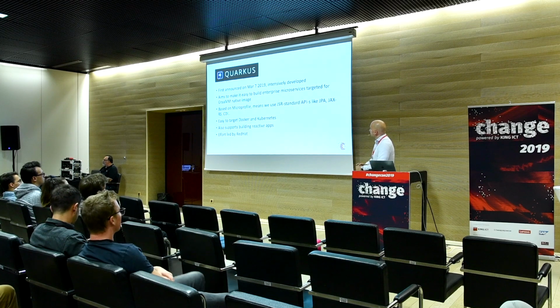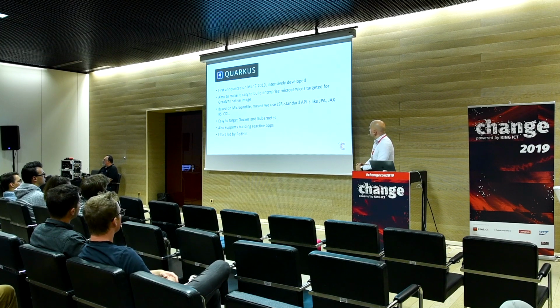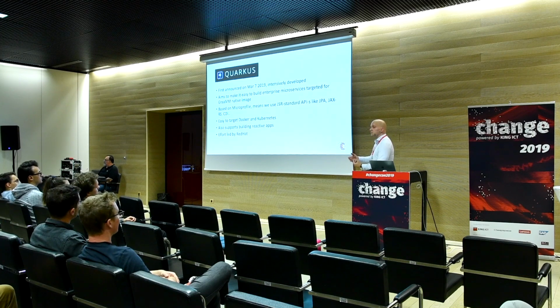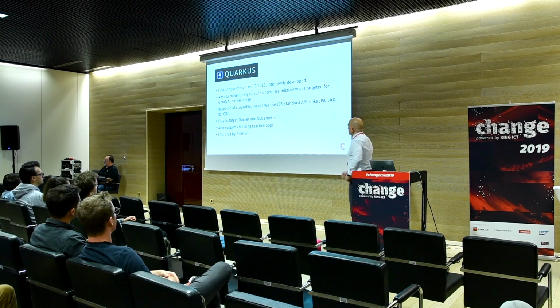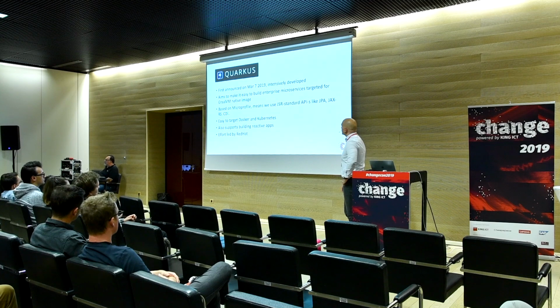This means we use standard JSR APIs like Java Persistence API, JAX-RS, Contexts and Dependency Injection, and so on. So we are using traditional JEE-based APIs, but with additional stuff that helps us run simple, easy microservices. And it's easy to target container environments, right? It's easy to build a Docker image for the natively compiled application and deploy it to Kubernetes. There's some support for reactive applications and so on.